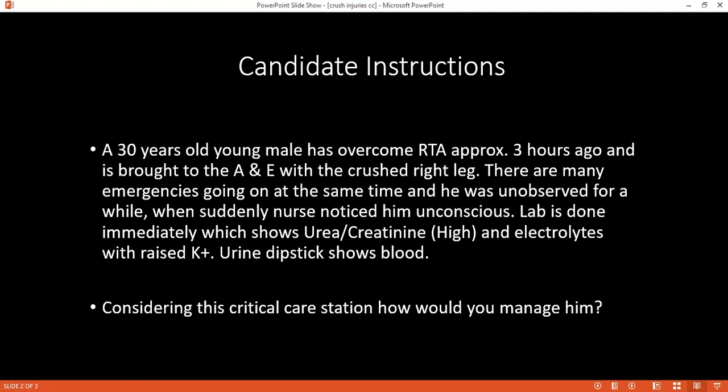Okay, but what is happening? It is causing acute kidney injury, right? So acute kidney injury. I want to know how you would manage this rhabdomyolysis with acute kidney injury.